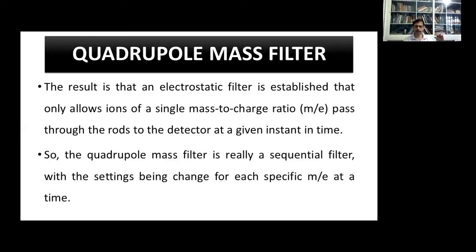So the quadrupole mass filter is really a sequential filter. Whenever you have multiple ions together, it is allowing ions one by one to pass through. That means these are separated. Based on the mass to charge ratio, one ion is allowed in a given time, then the next, like that. So this is a sequential filter with the settings being changed for each specific mass per charge at a time.